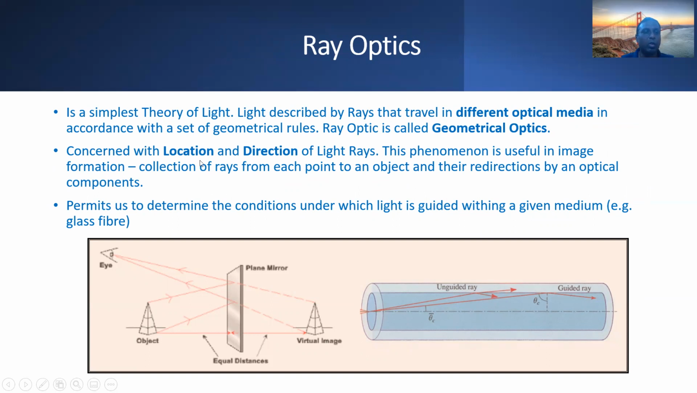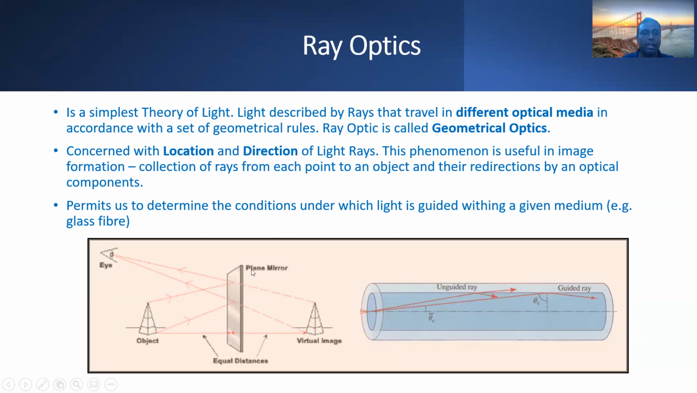Ray optics is concerned with the location and direction of light rays. This is useful in image formation and the collection of rays from each point of an object and their redirection by an optical component. This can be illustrated in the picture below. On the left-hand side, the object's ray is being reflected to the human eye through the mirror. At the same time, we can also see that the rays appear to be transmitted from the virtual image. So that's what is meant by location and direction, being reflected by the plane mirror.